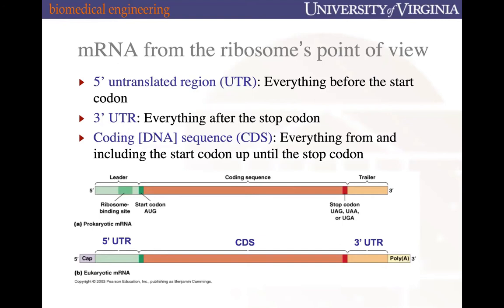If you'll notice, there's a region between the 5' cap and the start codon. We refer to that region as the 5' untranslated region. That's everything before the start codon, but after the 5' cap. And similarly, on the other end, between the stop codon and the poly A tail, we have a region that we call the 3' untranslated region, or we can call them the 5' UTR and the 3' UTR. And in between the start codon and stop codon, that's our coding sequence. That's everything that's used to create the polypeptide chain.